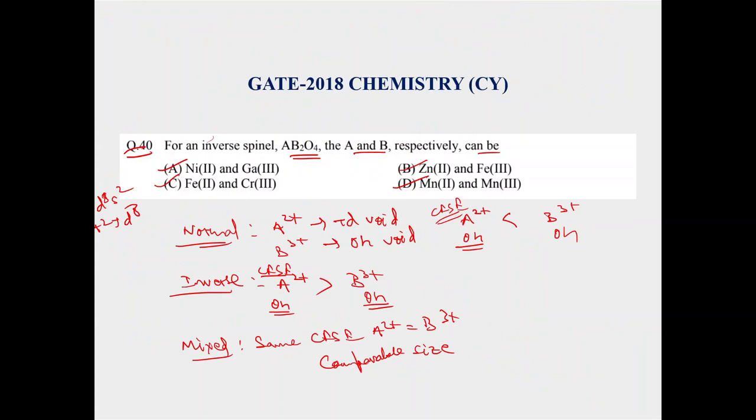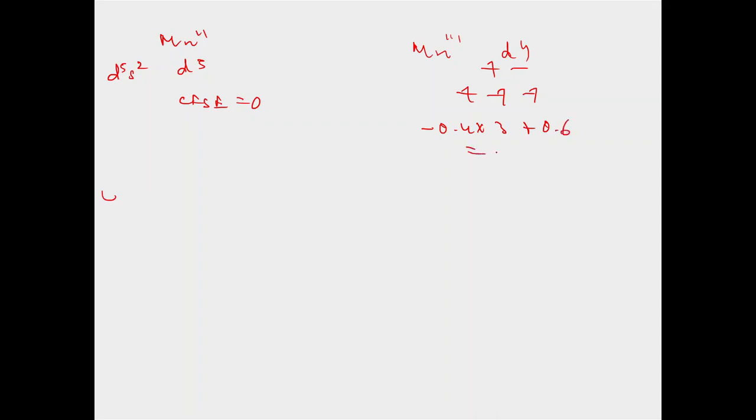And the last option, that is manganese 2+ and manganese 3+. So manganese 2+ is 3d5 4s2. So manganese 2+ means it is a d5 system. D5 system means crystal field stabilization energy is 0. We saw that already. And manganese 3+ means d4 system: 1, 2, 3 and 4. That is minus 0.4 into 3 plus 1 into 0.6. That is equal to minus 1.2 plus 0.6, or minus 0.6 delta O.